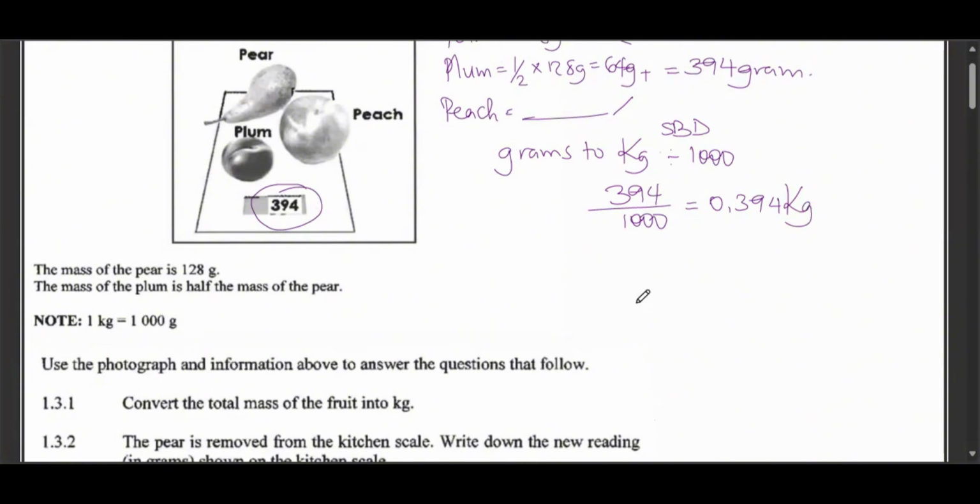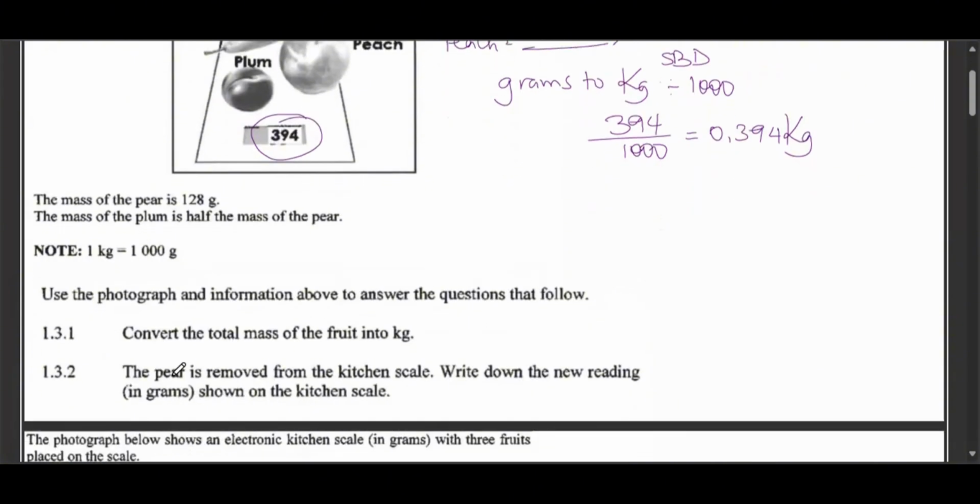Okay, 1.3.2. The pear is removed from the kitchen scale. Write down the new reading. It simply means, if the reading on the scale was 394, we remove the pear, which is 128. What is the new reading? The new reading would be 266 grams. 266 grams.